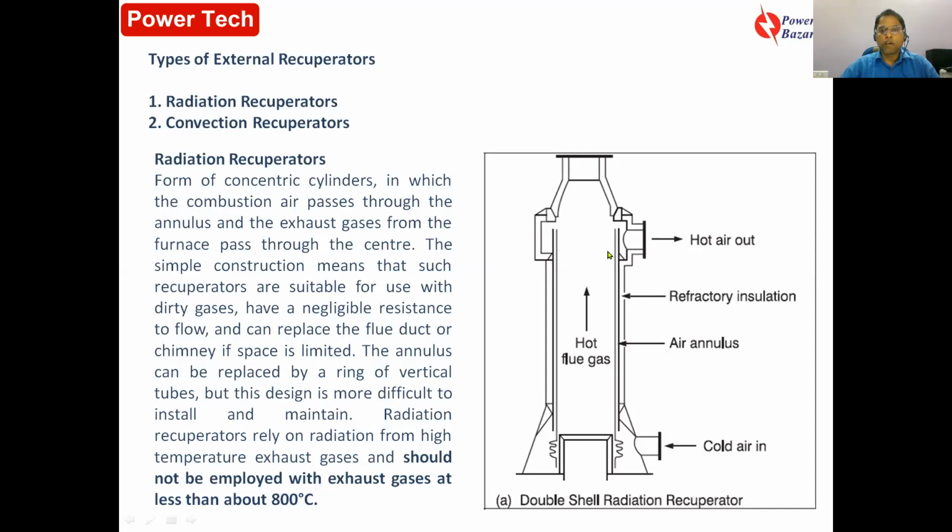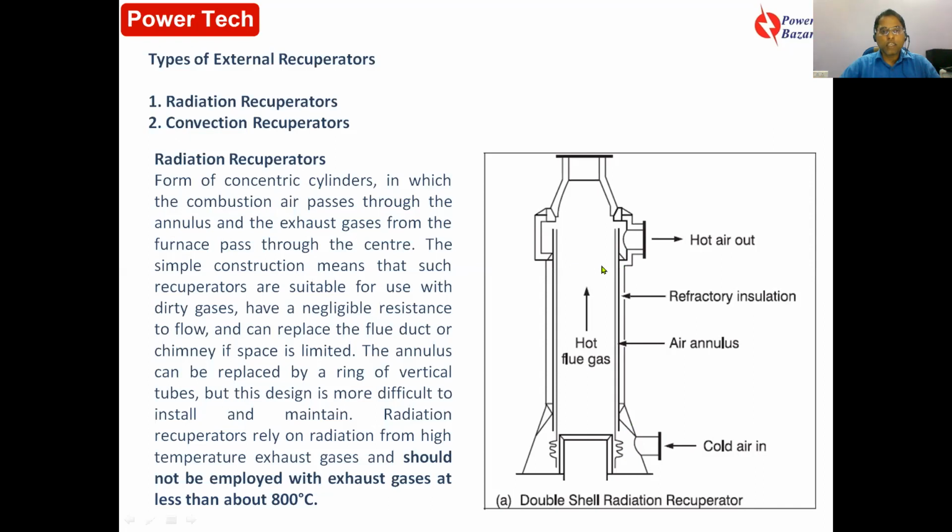Sometimes the combustion air, that means the air that is supposed to be burned, is cold air. Annular space is the space between two rings, or the space between two cylinders. So the internal space available between two cylinders is known as the annulus. Now here the cold air passes through it and the exhaust gas passes through the center.